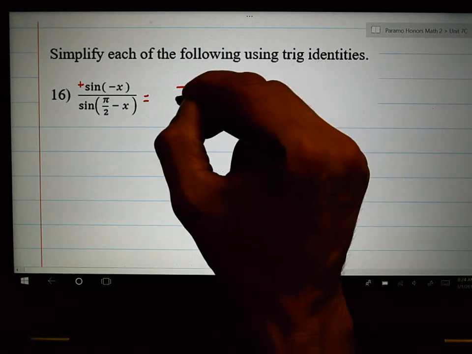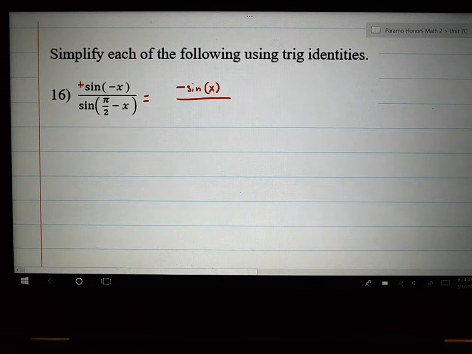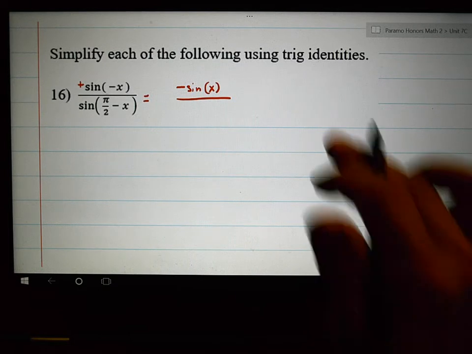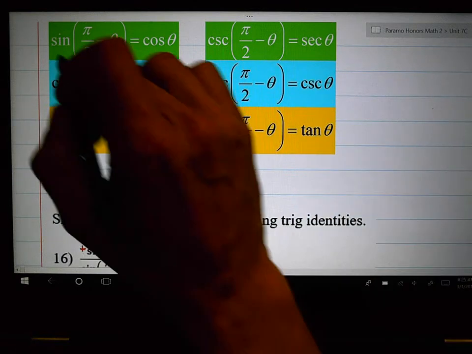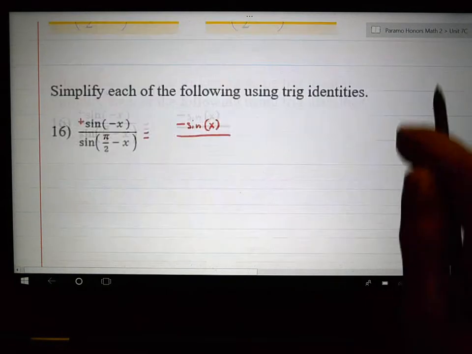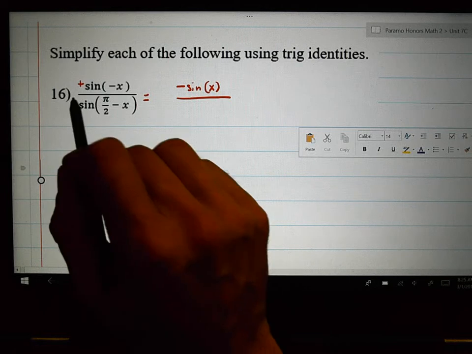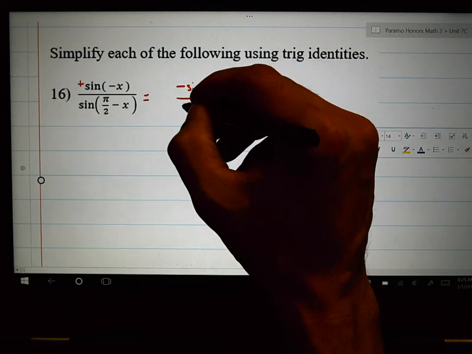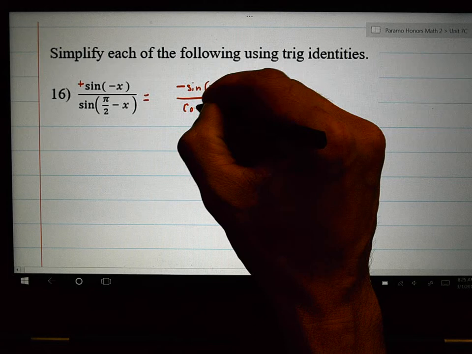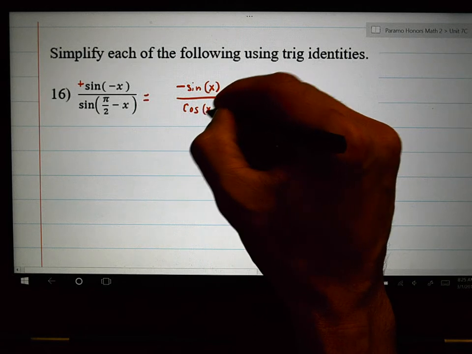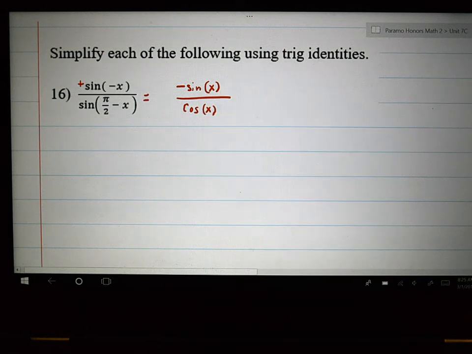Now our denominator. Sine of pi over 2 minus x. Do not distribute this. Use the cofunction identities. And we just have them right there. I can switch between sine and cosine using the cofunction identities. This is equal to cosine of x using our cofunction identity.